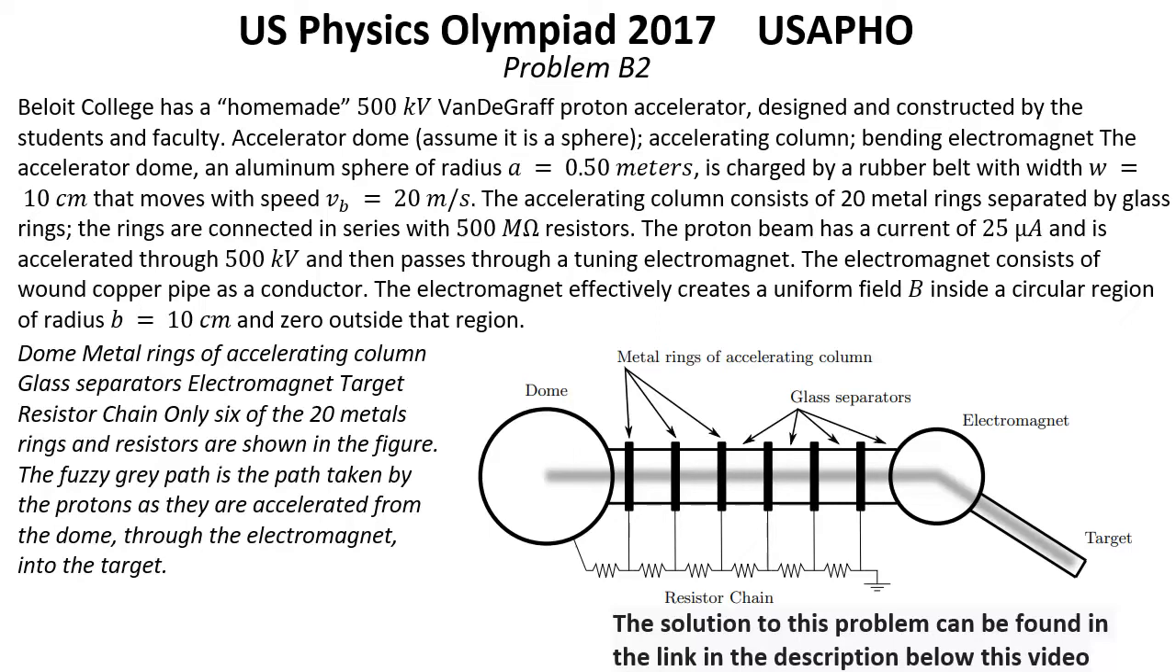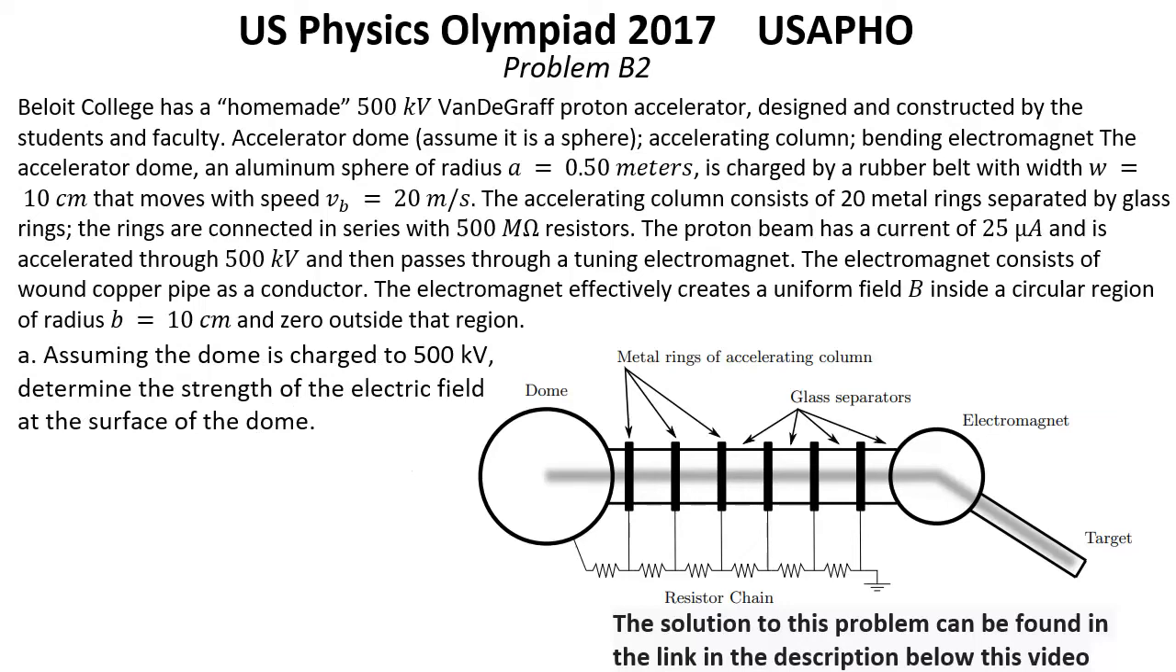On the figure: dome, metal rings of accelerating column, glass separators, electromagnet, target, resistor chain. Only 6 of the 20 metal rings and resistors are shown in the figure. The fuzzy gray path is the path taken by the protons as they are accelerated from the dome through the electromagnet into the target.